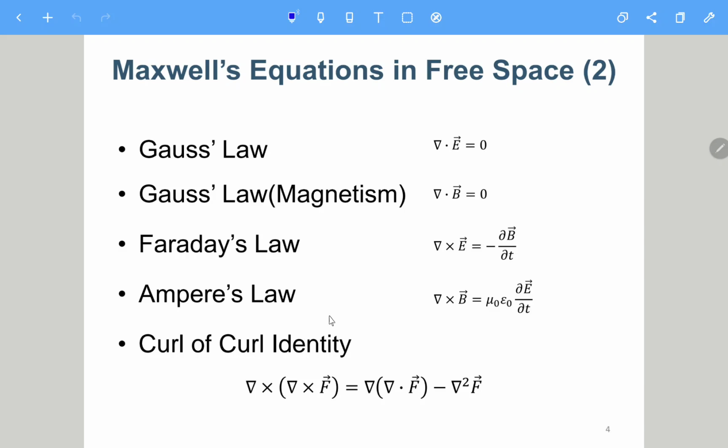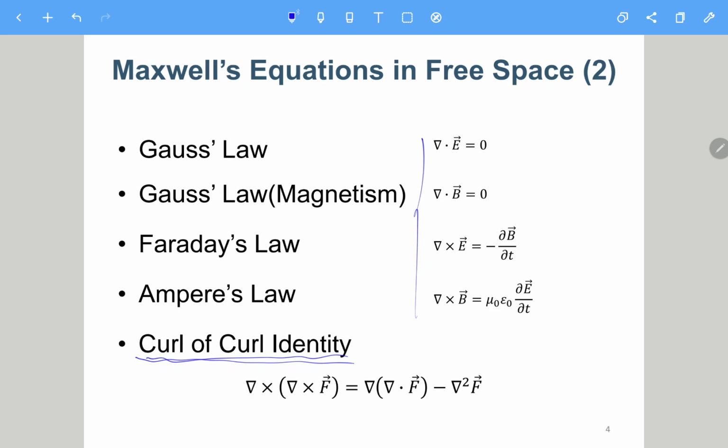Okay, so in this case, these are the Maxwell equations in free space: the two Gauss laws, Faraday's law, and Ampere's law. And based on these Maxwell equations in free space, we can derive the wave equation for the E field and B field. In the derivation, we need an identity called the curl of curl identity. You can just check it on Wikipedia.